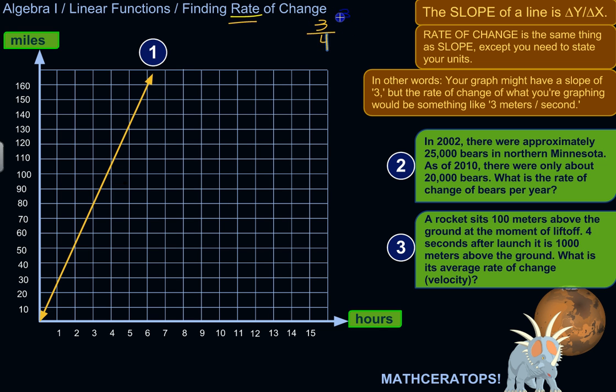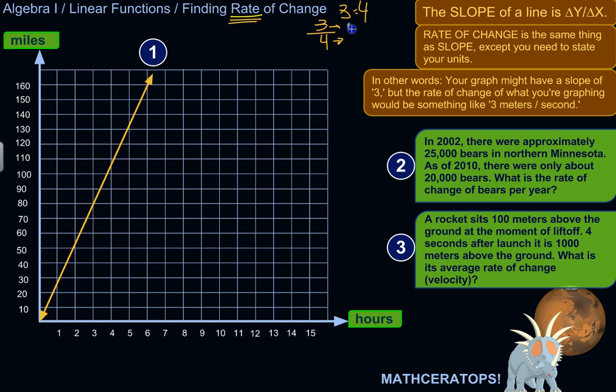I could write that as 3 to 4, something like that. That's a ratio. I'm just comparing two quantities, right? Well, a rate is a ratio where the two quantities being compared are in different units.